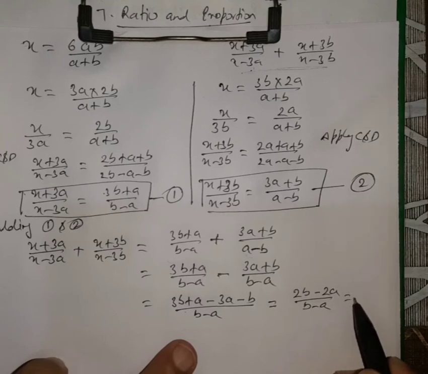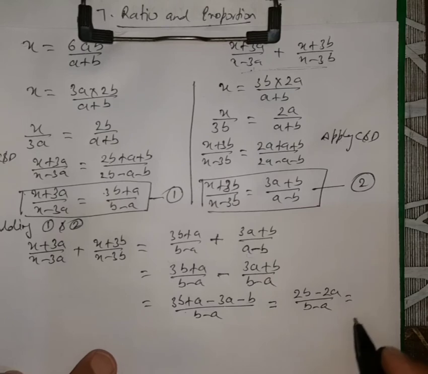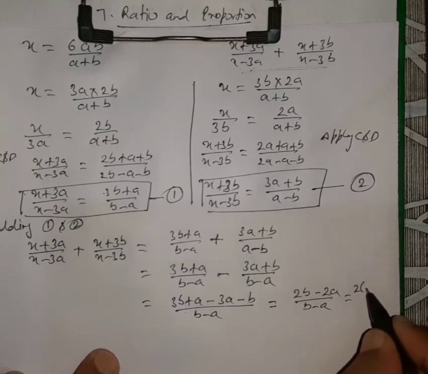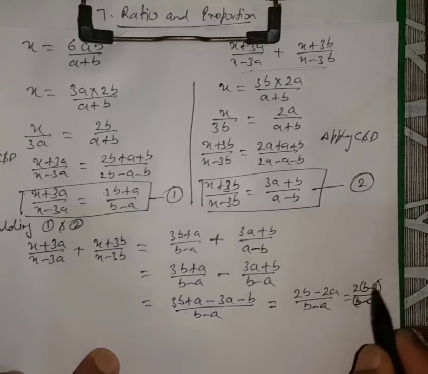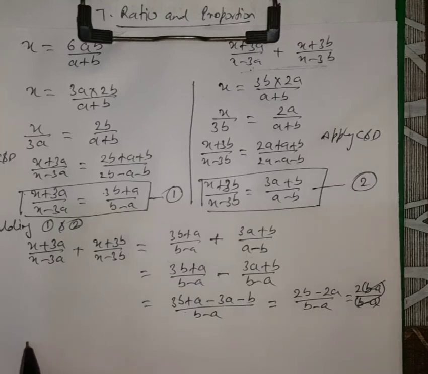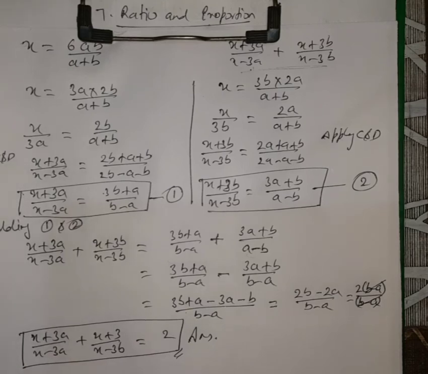So now 2 is common from here, so this can be written as 2 multiplied by (b - a) over (b - a). Now this b - a will get cancelled with this, so the answer is 2. So therefore we get (x + 3a)/(x - 3a) + (x + 3b)/(x - 3b) is equal to 2. So this is our required answer. So the value of the given expression will be equal to this.